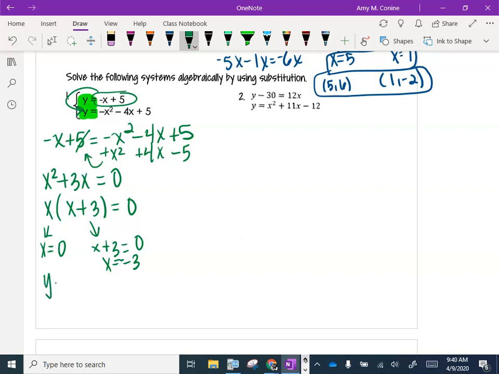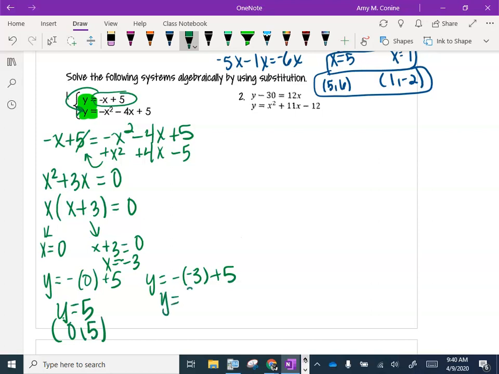So we're going to plug it in. So -0 plus 5, and we should have y equals negative, so the opposite of -3. So we should have one point at 0, 5, and then another point at y equals 8, so -3, 8. So those would be your answers. You have two intersections, one at 0, 5, and one at -3, 8.